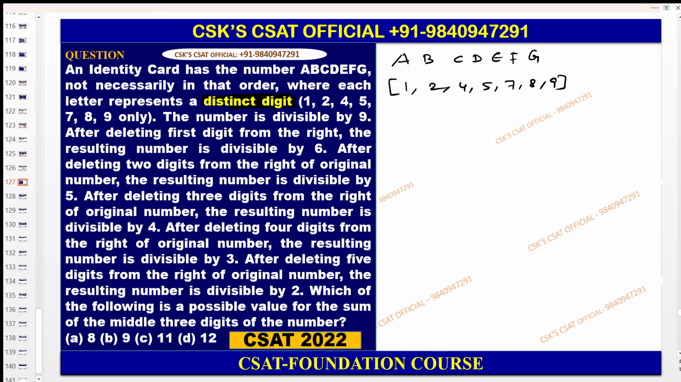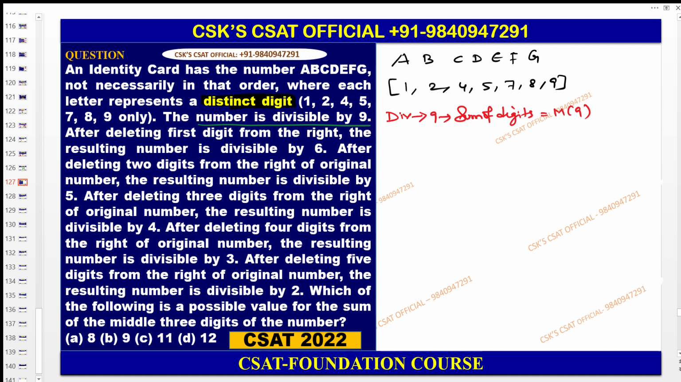Now, next here is the number is divisible by 9. So this is a very important statement. And the divisibility concept you people learned in your foundation class. So here the divisibility by 9 is nothing but the sum of the digits is equal to M of 9. M means multiple of 9.